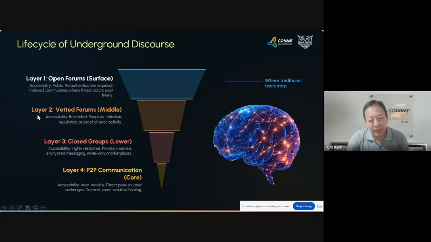Of course, then we look at the second layer, which is the meta forum. I'll go through all this in a bit more detail in the next few slides, right? And the third one is the closed group, which is even the deepest area of the dark web. And the deepest of all is the P2P communication layer, right? So how do we do it? Basically, we do that by having different kinds of techniques and technology in place, like probes and sensors, to monitor all these areas.